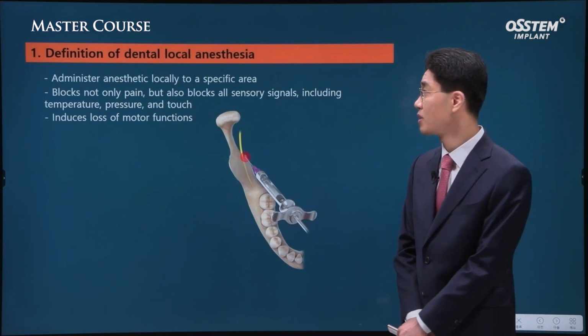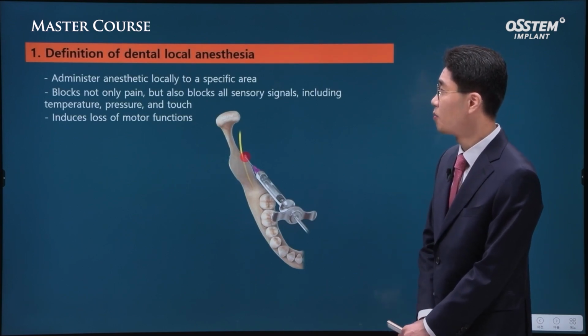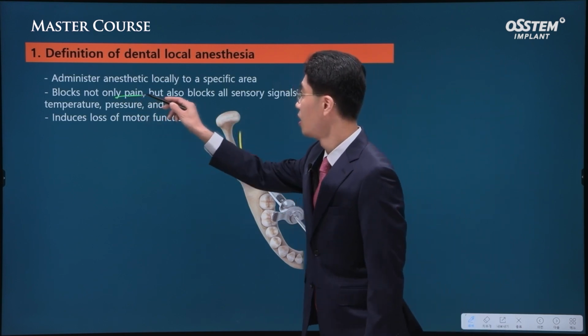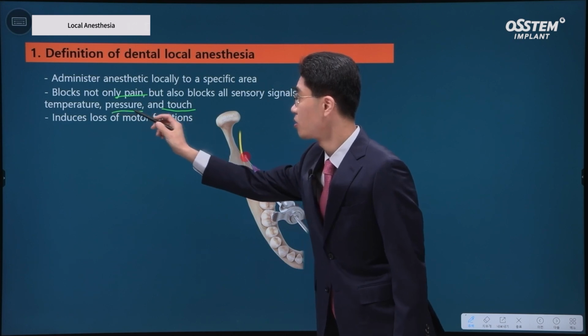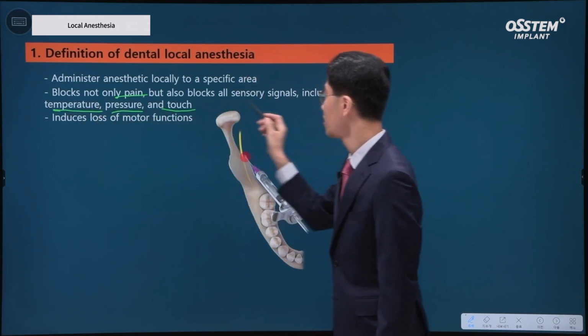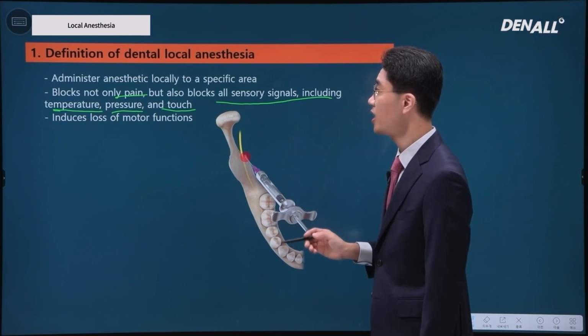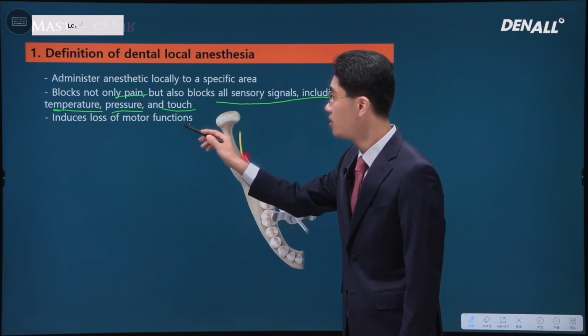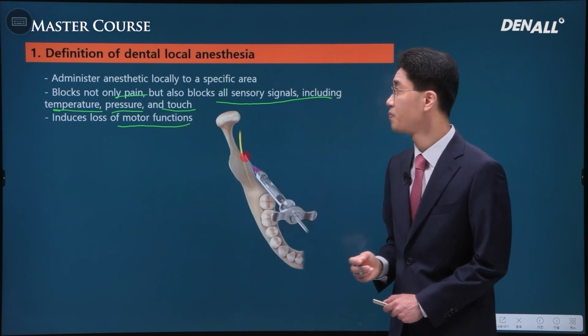Let's look at the overview of local anesthesia. Let's look at the definition. It blocks not only pain, but also all sensory signals, including temperature, pressure, and touch. Also, it induces loss of motor functions as well.